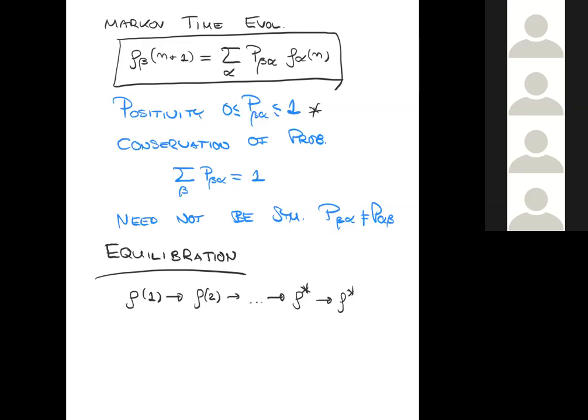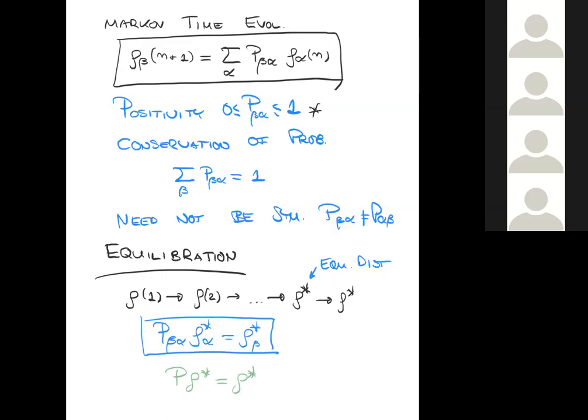Yeah, so what we would like the system to do is to equilibrate. And so this rho star would then be an equilibrium distribution. Formally, this equilibrium distribution satisfies that P beta alpha, when acting on this rho star, gives me the rho star back. Or if I suppress indices, I would simply write that P acting on rho star, my transition rule, just gives me the distribution back.